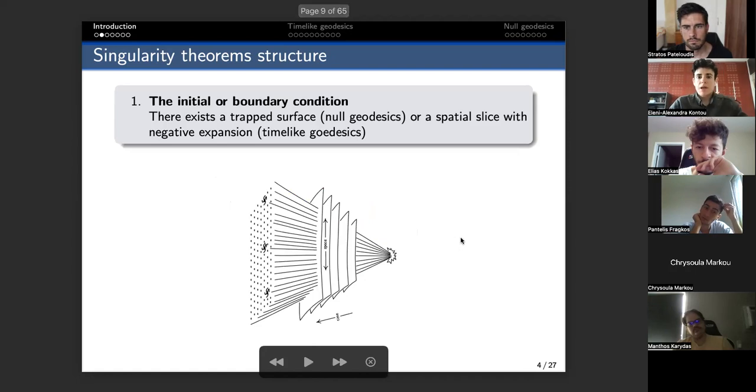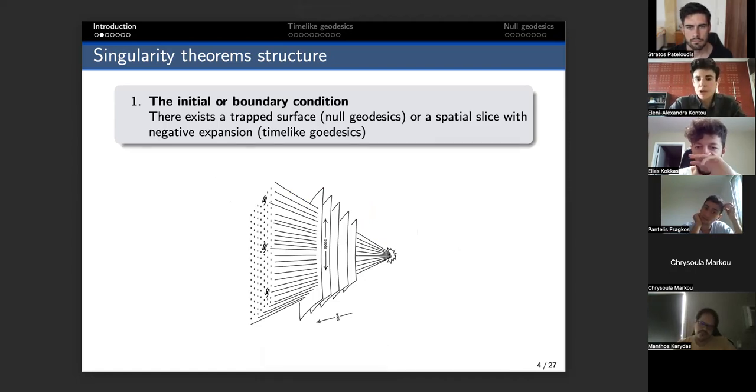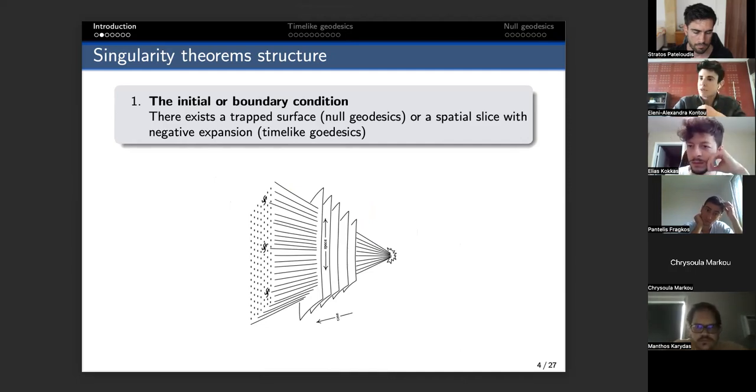For the time-like case, we have a spatial slice with negative expansion, and this is, for example, what happens in cosmology. If we take a constant time slice in a cosmological, let's say FRW space-time, then because of the expansion of the universe, if we look in the past, we have negative expansion. So this also satisfies that initial condition for the singularity theorem.